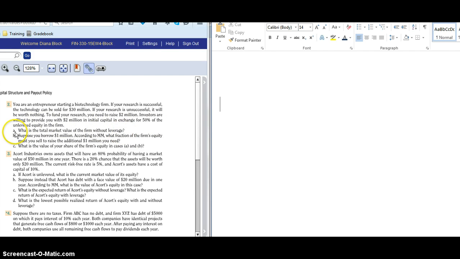That's what we're asking for in part A. And we can determine this because the problem tells us that the investors are going to give us $2 million in exchange for 50% of the unlevered equity in the firm. So the total market value of the firm has to be that $2 million times 2, because they're giving us $2 million in exchange for half of the unlevered equity. So the market value of the firm is $4 million. We calculated that easily just with the information we were given.